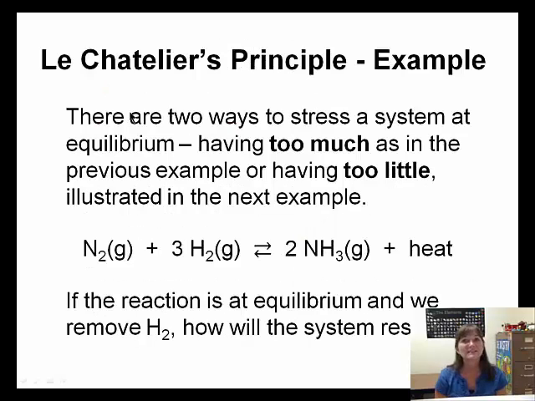So there's two ways to stress a system that's at equilibrium. You can either have too much or too little of something. Okay, so in our last example, we increased the concentration of nitrogen, so we had too much nitrogen. What would be the effect on this equilibrium if we removed hydrogen? So now our stress is going to be too little hydrogen. Okay, so try to pause the video and think through this. If my problem is too little hydrogen, which way will this reaction shift in order to produce more hydrogen?